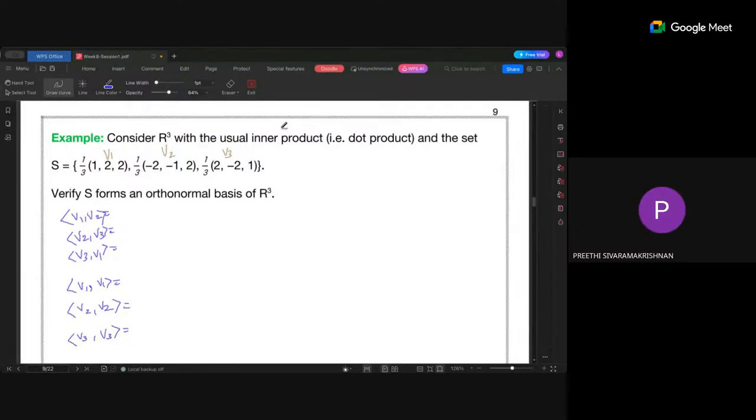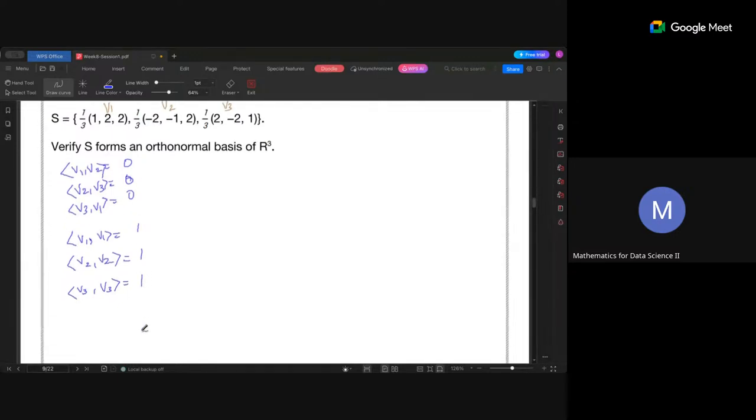And the inner product is 0. Okay. Norm is 1 for each. Okay. What is the last condition you need to check for basis? Independent. Cardinality of S. Linear independence comes from orthogonality.